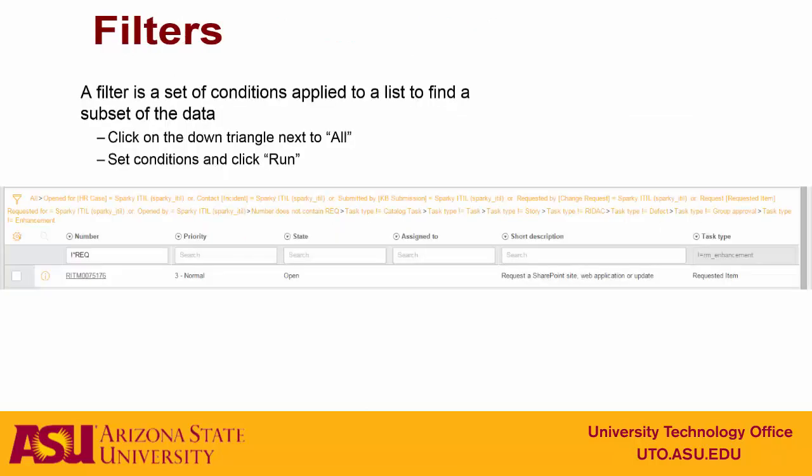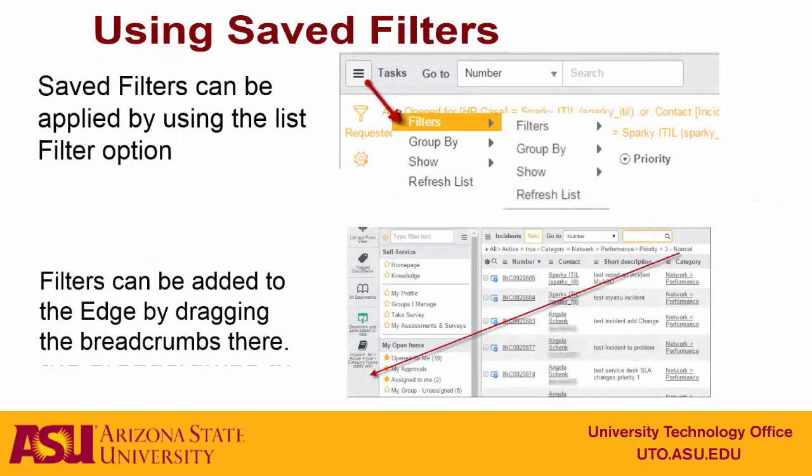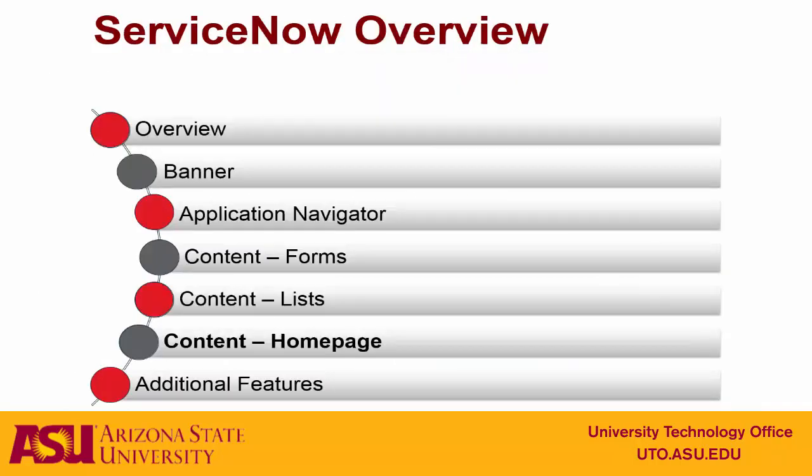And the filters are still there. The way you get to the filters is by clicking on the little down arrow next to the breadcrumb. But to get to the saved filters now, you go to the little hamburger button that's up on the toolbar itself, go to filters, and then you'll be able to get to your particular saved filters. You can, just like you were able to before, also drag a particular filtered list and put it on your edge, and that will turn it into a bookmark.